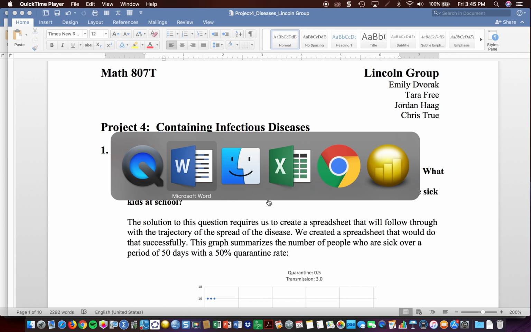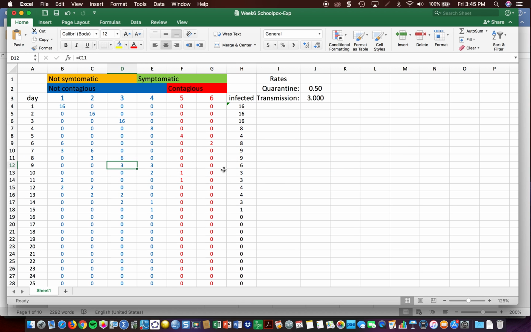So anyway, the spreadsheet looks like this. We were interested in what would happen over the 6 days, basically. The first 3 days being non-symptomatic and non-contagious, and then for the fourth, fifth, and sixth day, the infected students were symptomatic, but only contagious on the fifth day and the sixth day. And then after the sixth day, they recovered and kind of fell out of the system.